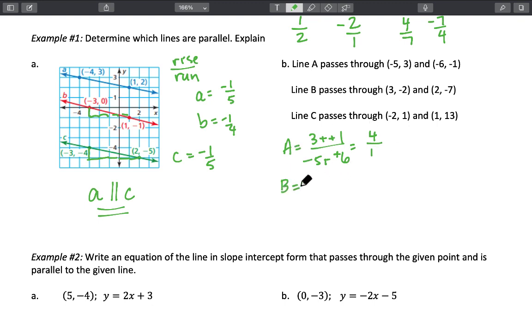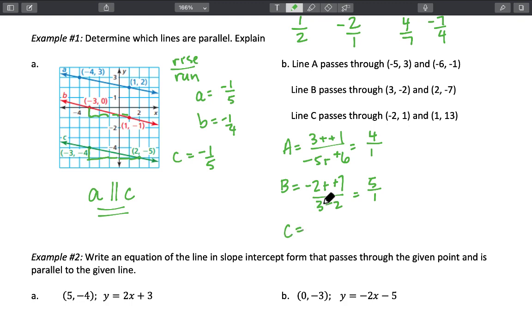Now let's calculate the slope of line B. All right, we're going to do our change in our y value. -2 minus -7 divided by 3 minus 2. All right, when we do that, minus a negative becomes plus a positive. -2 plus 7 is going to be 5. 3 minus 2 is 1. So the slope of line B is 5.